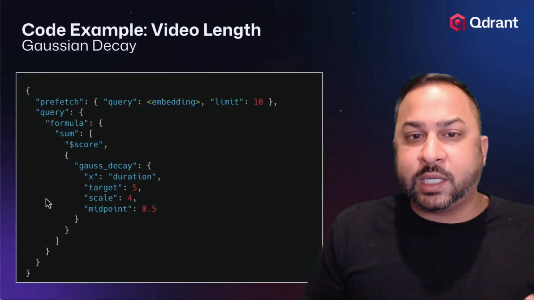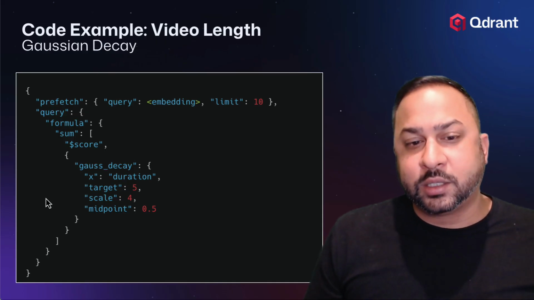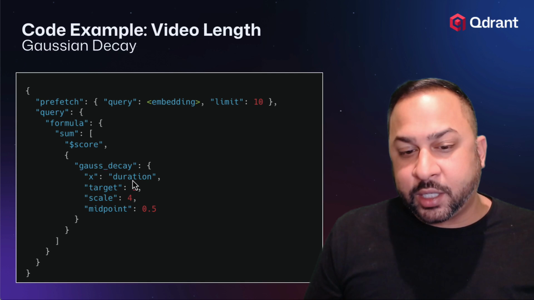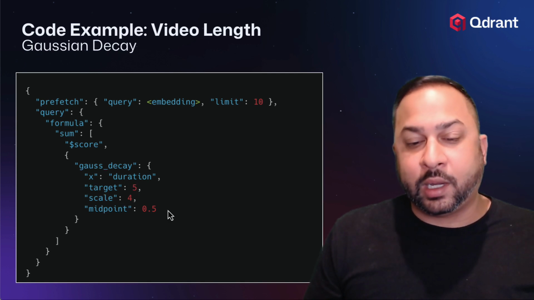So here's a code example of what that video length would look like with Gaussian decay. So here you see the prefetch, you see the formula, you're using sum of score with Gaussian decay, x is your duration, and then you have your target at 5, your scale at 4, and your midpoint at 0.5.